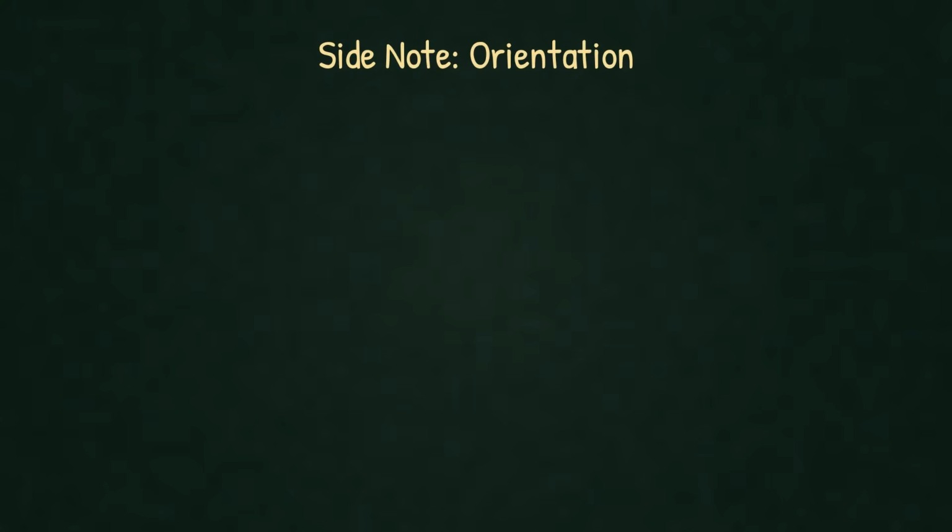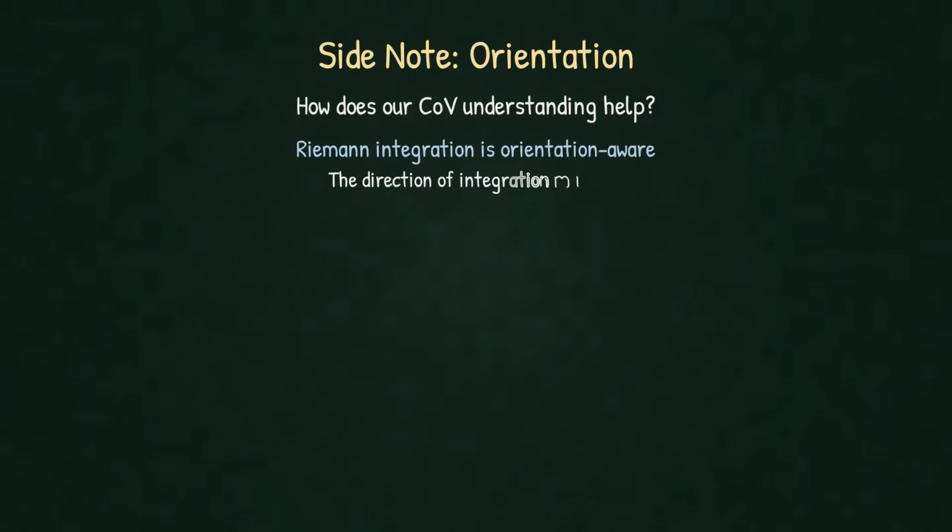A quick side note on orientation. How does our understanding of change of variables help here? Riemann integration is orientation aware. The direction of integration matters. In physics, for example, think of work done along a path. Reversing direction flips the sign. We can express this in our uniformly distributed sequence framework.